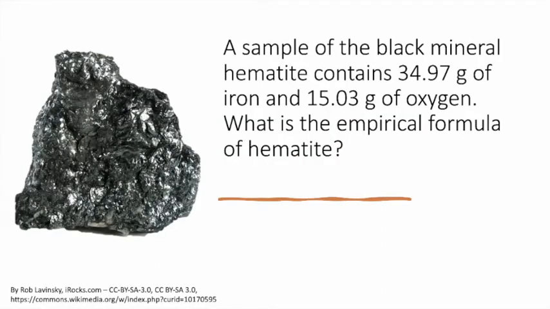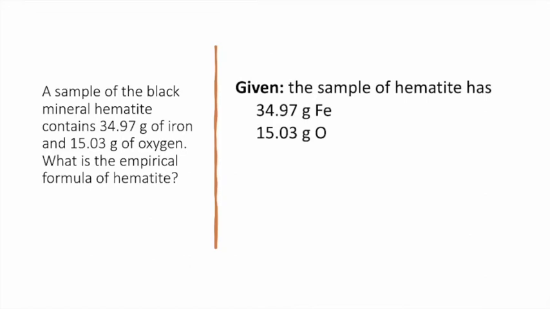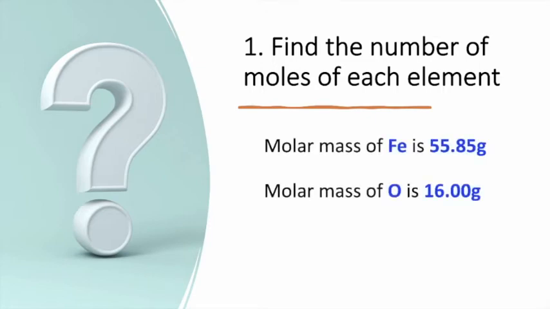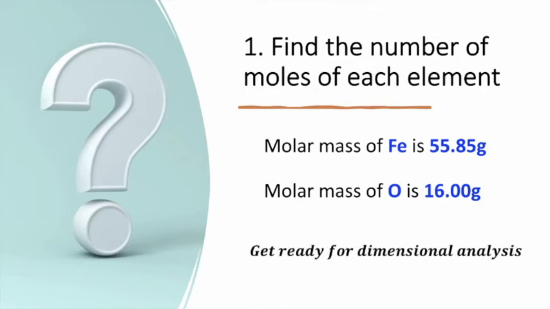Let's look at an example. We're told that a sample of the black mineral hematite contains 34.97 grams of iron and 15.03 grams of oxygen. We want to know what the empirical formula of hematite is. So we have been given the masses, and what we need to do is go to the periodic table and find the molar mass. So 1 mole of iron has a mass of 55.85 grams. 1 mole of oxygen has a mass of 16.00 grams.